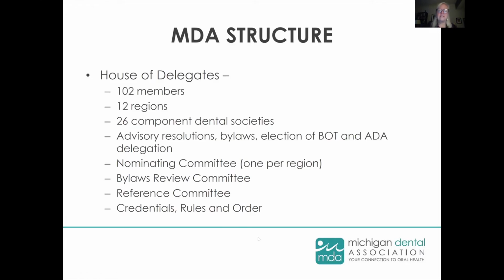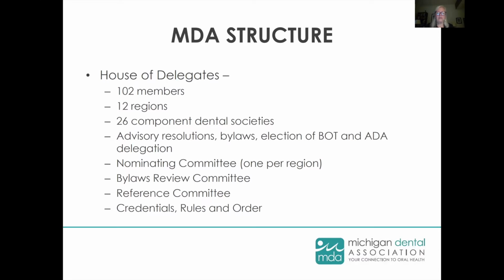The MDA is organized in its governance system so that the component relations part of it is the House of Delegates. It's our overarching body, and as you may be familiar, the House of Delegates has 102 members divided up among 12 regions of the state. There are 26 component dental societies, and the House of Delegates is responsible for approving advisory resolutions, reviewing and making any changes to the bylaws, and they also elect our Board of Trustees and the ADA delegation.